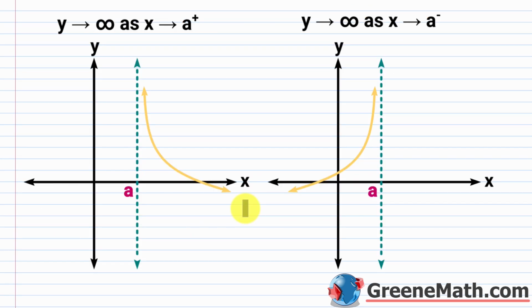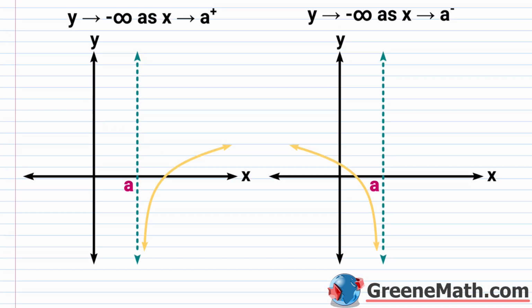All right, so we're going to look at some summary images real quick. So this is for y approaches positive infinity as x approaches a from the right. So this right here is an x value of a, and you can see that as the x values get closer and closer to a, again coming from the right, the y values are increasing without bound or approaching positive infinity. Then over here, y approaches positive infinity as x approaches a from the left. So this right here, again, we're approaching an x value of a from the left. The y values are again increasing without bound or approaching positive infinity.